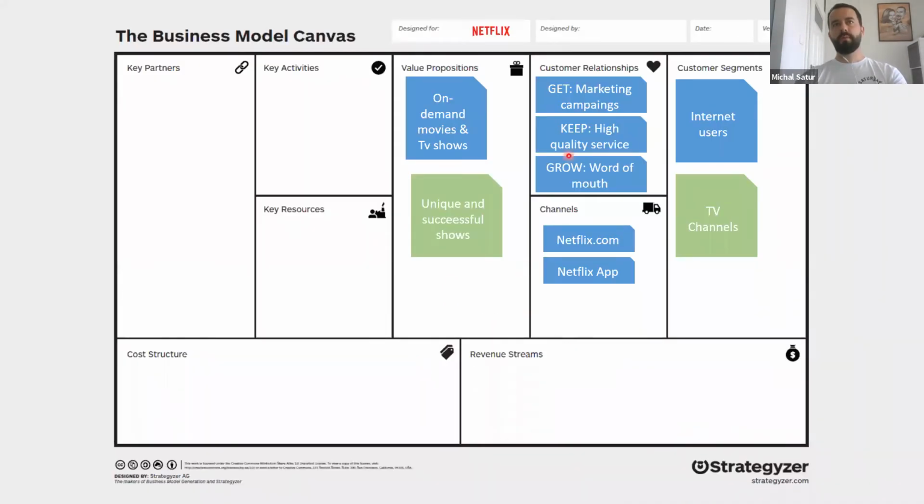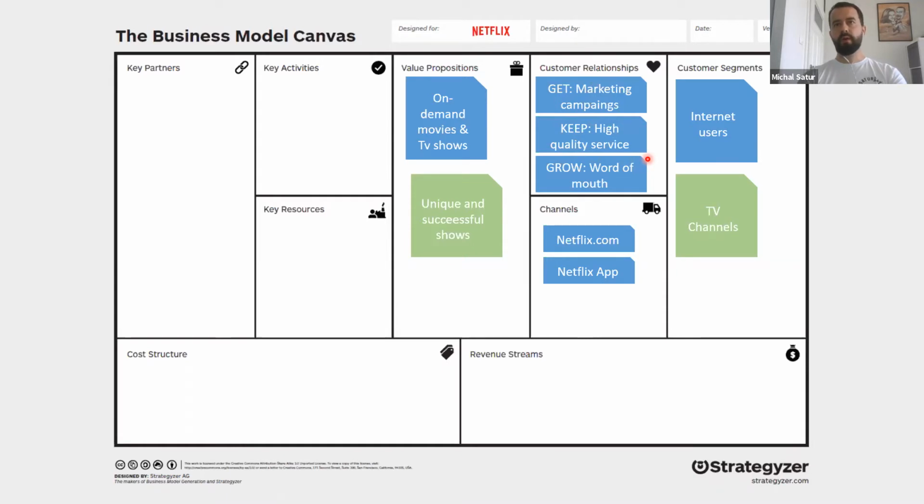So for Netflix, they are getting customers by marketing campaigns. They are keeping them by providing a high quality of service, and they are growing by word of mouth marketing. I'm pretty sure that you've got plenty of friends who are telling you that this Netflix show is worthy of binge watching.